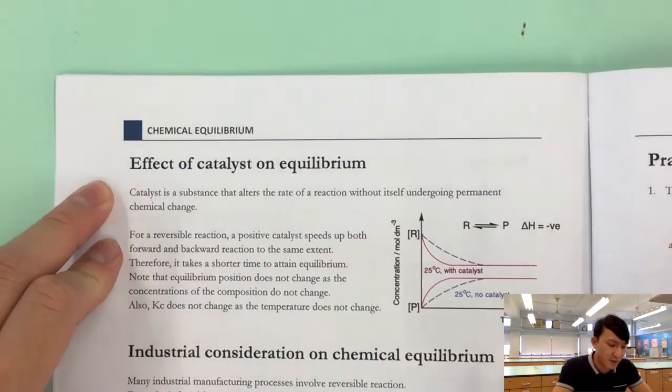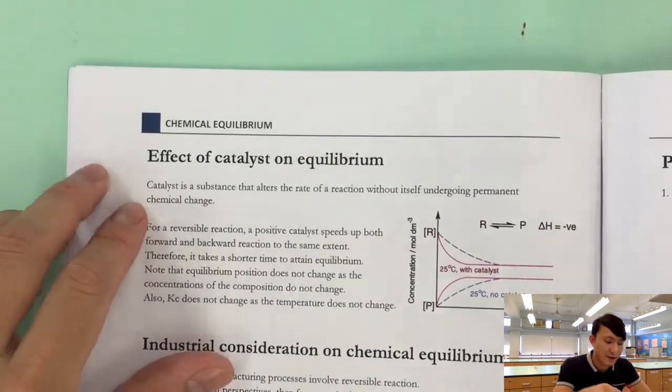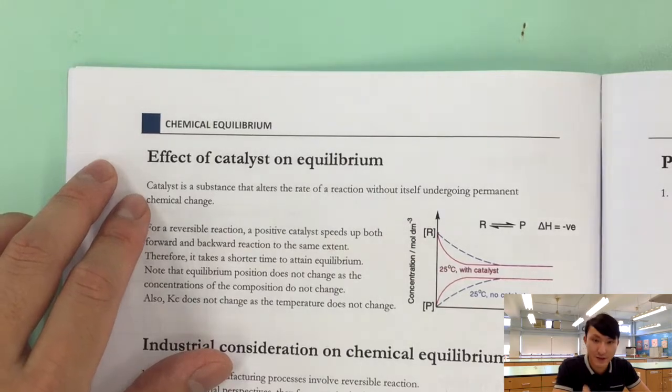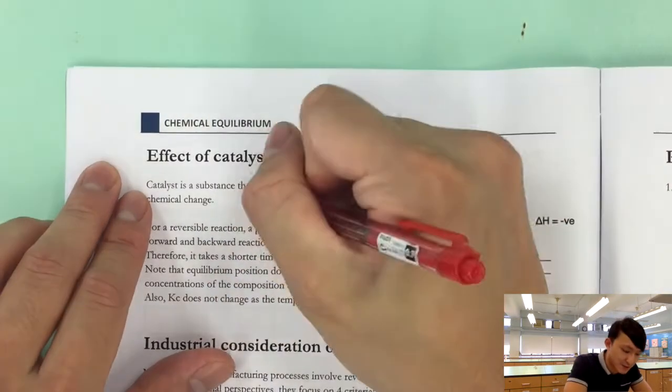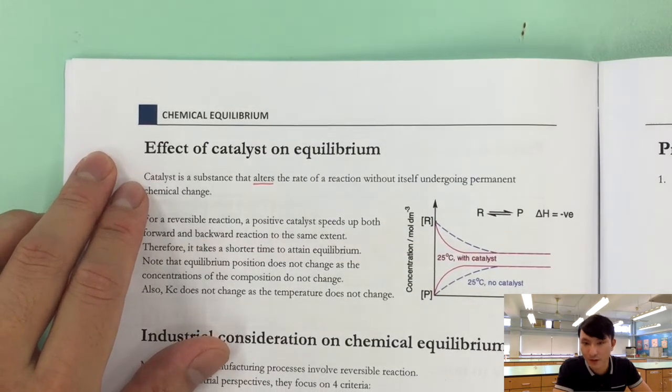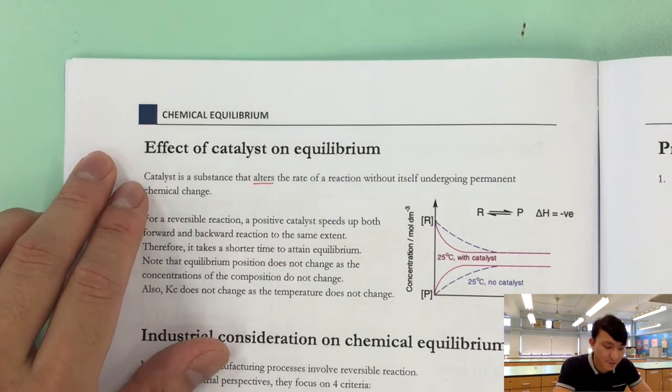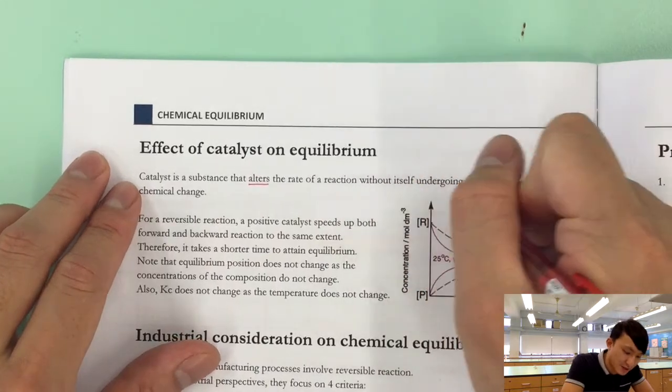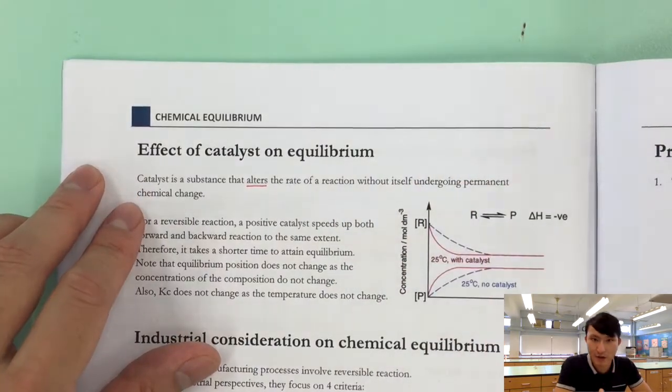Okay, next page. Effect of catalyst on equilibrium. Now, a catalyst, remember, first of all, the definition. A catalyst is a substance that can alter, that means change, but most of the time, we are increasing the rate. It alters the rate of reaction without itself undergoing permanent chemical change.